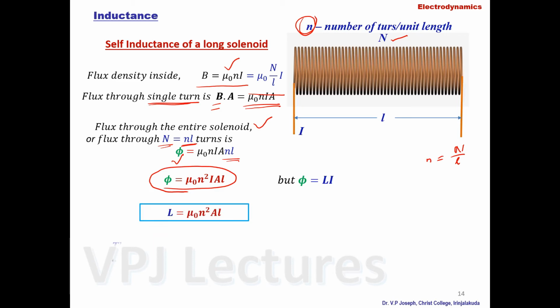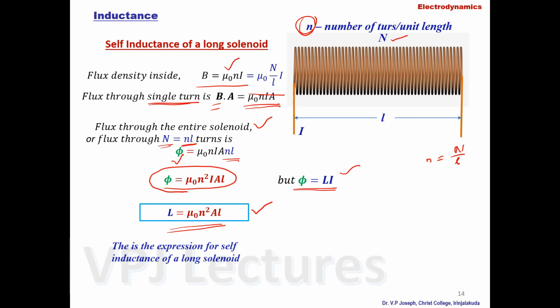Now let us take the basic equation that phi is equal to Li for any coil. Phi here stands for the total flux. Total flux with the coil is simply given by the self-inductance into the current flowing through the coil. Phi is equal to Li. Now equating this Li in place of phi, substituting that here, we will have the expression for the self-inductance of the long solenoid as mu 0 N square Al, and this is the expression for self-inductance of a long solenoid.